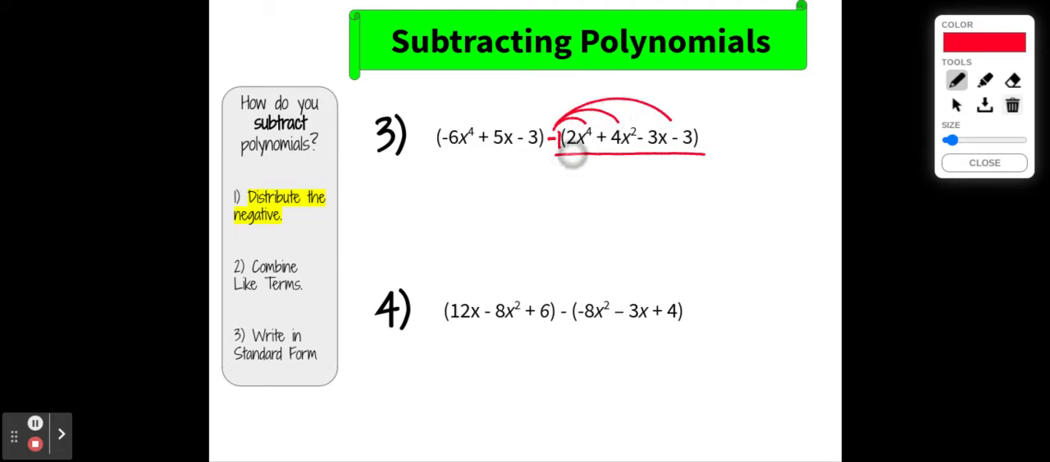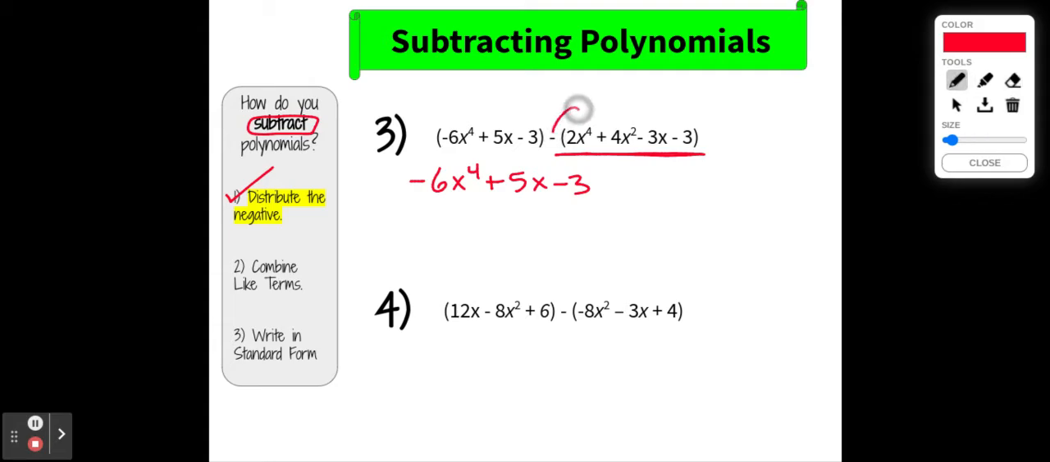It's going to change this entire expression here. So if you notice, how do we subtract polynomials? The first step is to distribute the negative, and that's going to be in the second polynomial here. So I'm going to rewrite this, leaving the first polynomial the same, negative 6x to the fourth plus 5x minus 3. But then over on the second one, I'm going to be distributing that negative 1.